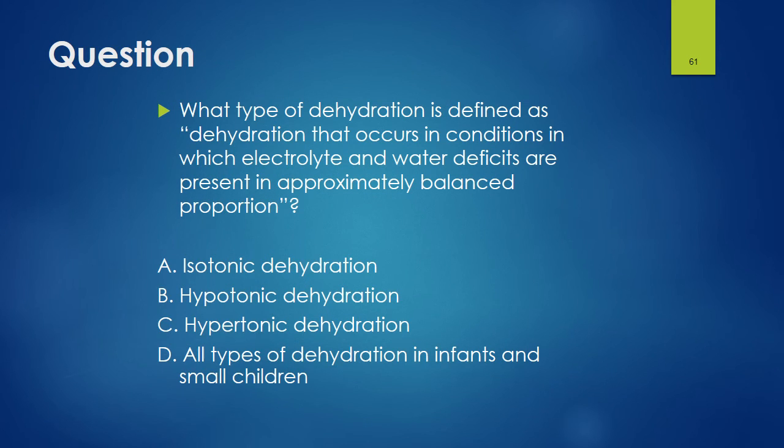Here's a question. What type of dehydration is defined as dehydration that occurs in conditions in which electrolyte and water deficits are present in approximately balanced proportion? A. Isotonic dehydration. B. Hypotonic dehydration. C. Hypertonic dehydration. And D. All types of dehydration in infants and small children. The correct answer is A.